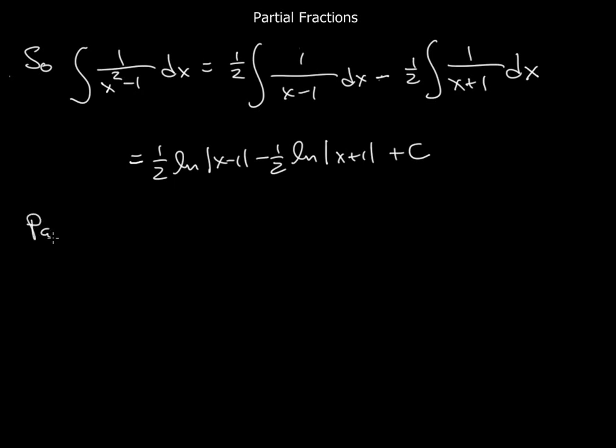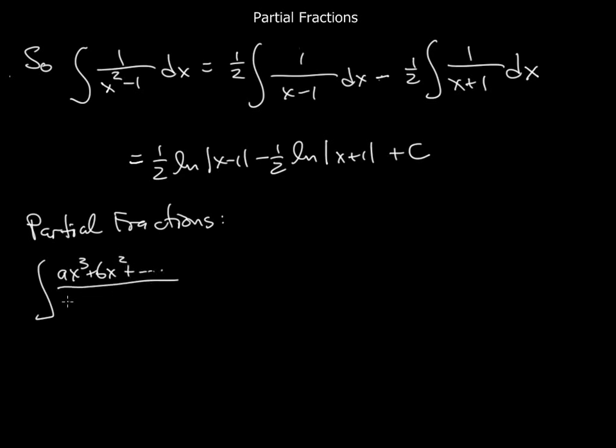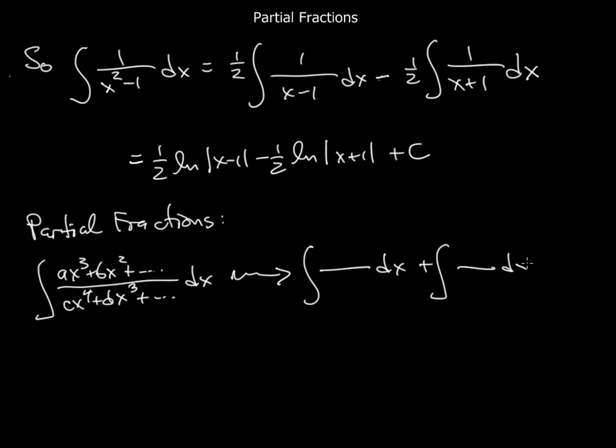Okay, so the basic idea behind partial fractions is the following thing. You're given an integral of a ratio of two polynomials, and what you do is you replace this integral with a sum of terms, each of which is a similar ratio of polynomials but of smaller degree.